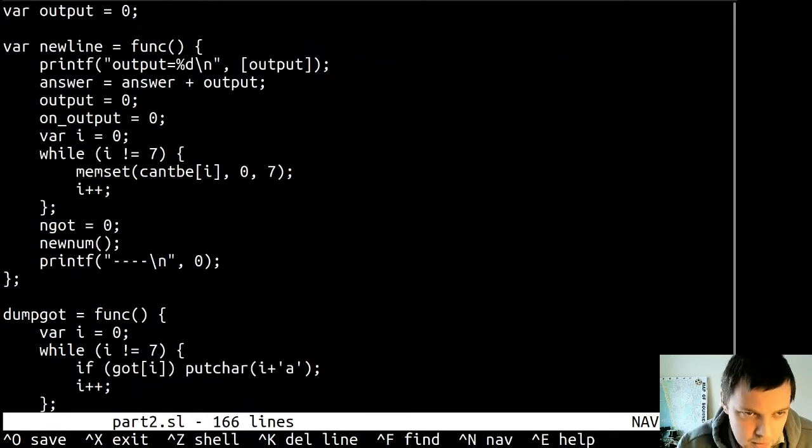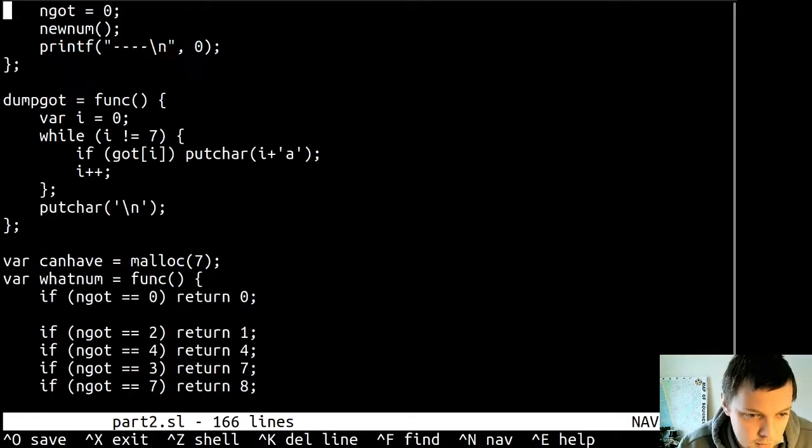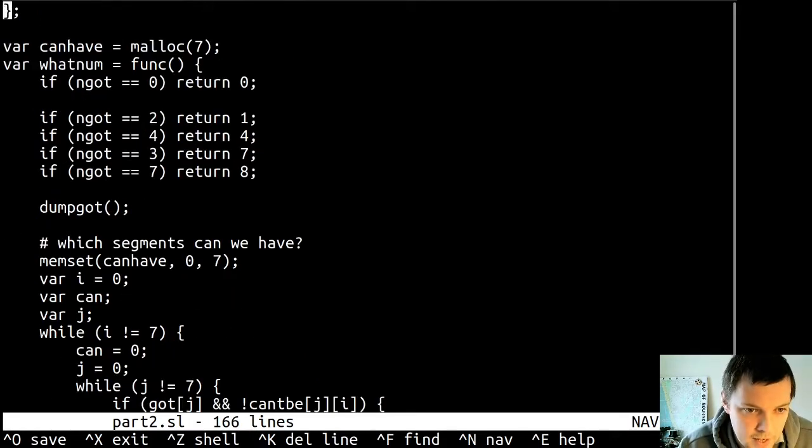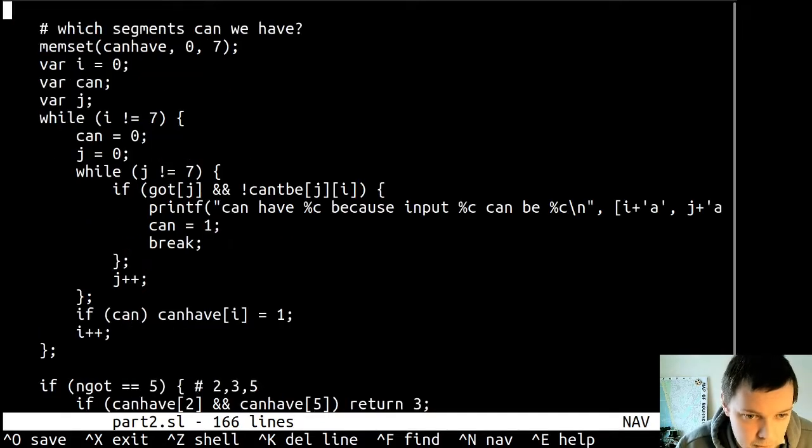Answer and output. Well, answer doesn't want resetting. Output is an integer. Can have. Oh no, that also gets reset just before it's used. That's basically a local, but we don't have to free it.